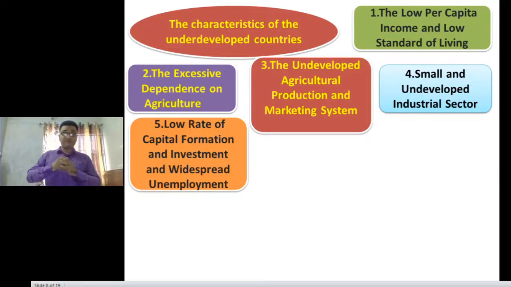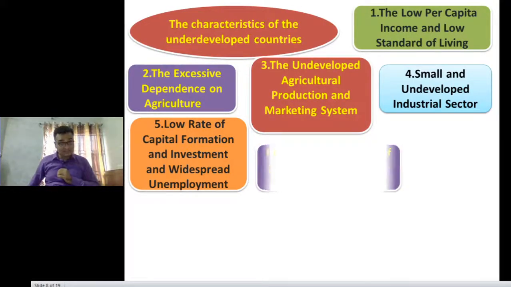Dear students, due to the low per capita income, here we can see a low rate of capital formation and investment. At the same time, in this type of countries we can see a high rate of unemployment. So these are the characteristics of the underdeveloped countries.